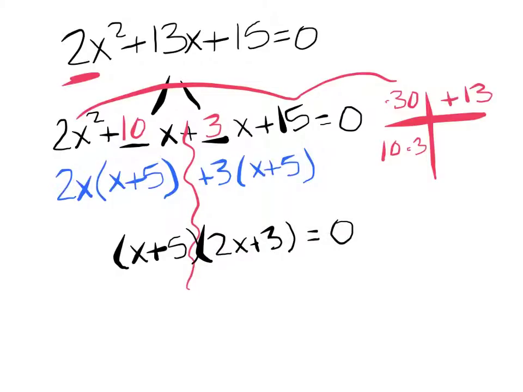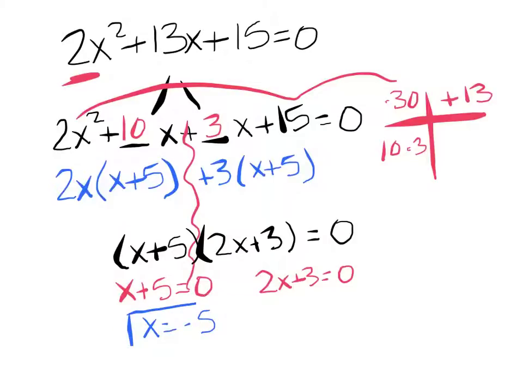Now we have a problem just like the very first one. We just need to set our two factors equal to 0. So we're going to find out what makes x plus 5 equal to 0, and we're going to find out what makes 2x plus 3 equal to 0. X plus 5, that's that easy kind, so we get x equals negative 5. So one of our solutions, or one of our x-intercepts, is x equals negative 5.